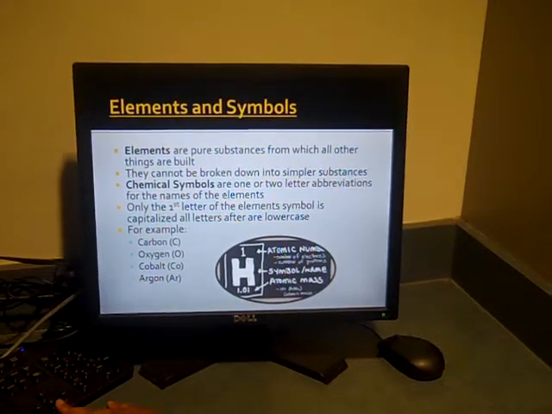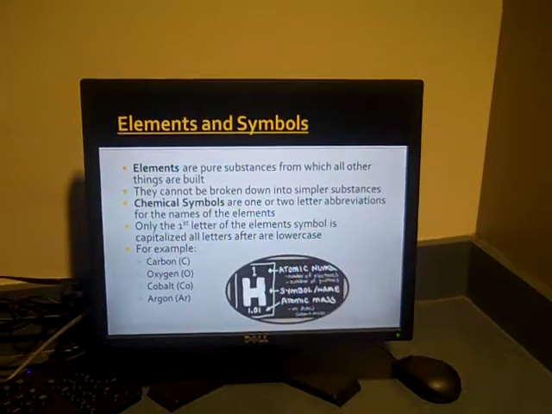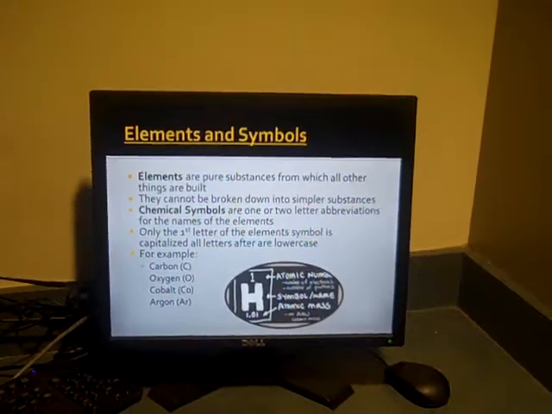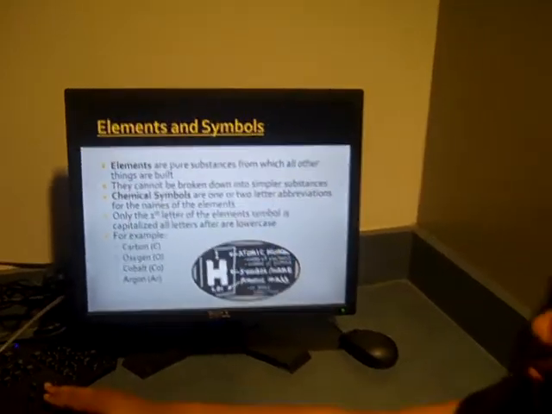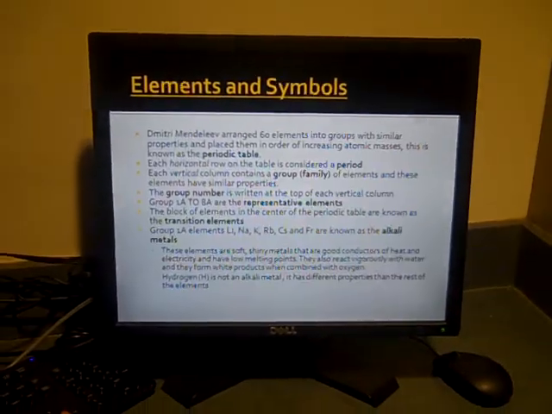For example, carbon's chemical symbol is C, oxygen is O, cobalt is C with a lowercase o, and argon is A with a lowercase r. And here are some sample problems along with the answers.